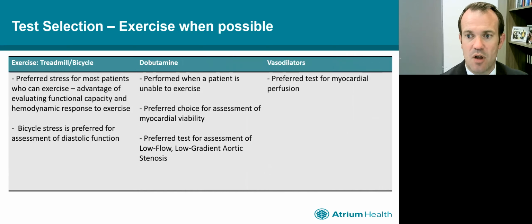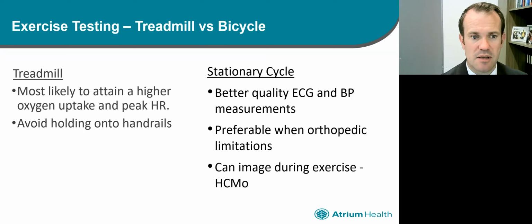So what about treadmill versus bicycle? There's actually a big difference worldwide here, where we see more bicycle stress tests being done in Europe and more treadmills in the United States. With the treadmill, we are certainly more likely to attain a higher oxygen uptake and peak heart rate, but the person needs to be able to walk without holding on to the handrails. The big advantage of the bike is that we have a better quality ECG and blood pressure measurements. Very useful if the patient has orthopedic limitations.